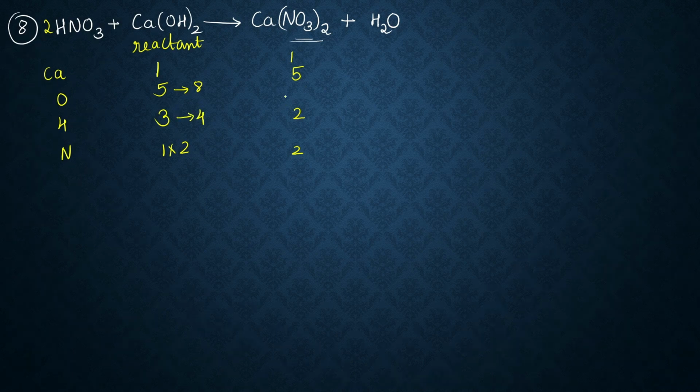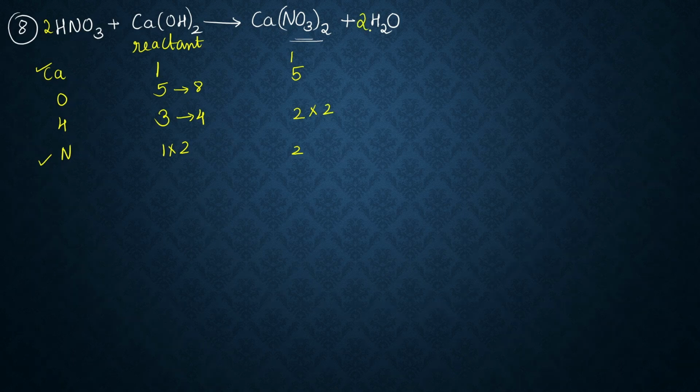And on the product side, first I'll go for balancing. Now nitrogen and calcium is balanced. Oxygen and hydrogen is not balanced. I'll go for balancing hydrogen. So for that, I'll have to multiply the number of hydrogen by 2. Okay, let me do that.